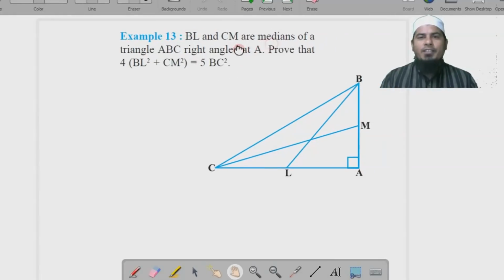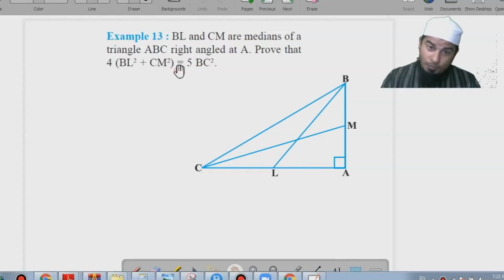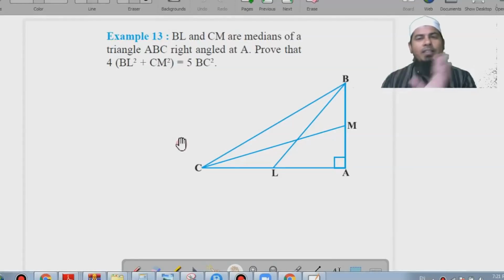Yes, again a very interesting question is here. BL and CM are medians of a triangle ABC, right angled at A. Moreover, we need to prove 4 times BL square plus CM square is equal to 5 BC square. Here also I am telling you, make the left hand side, then automatically you will get the right hand side. Or otherwise you make the right hand side, that is one term, and convert it into the LHS. That also works. Let us go in a straight way, that is taking the LHS and simplifying to get the RHS.